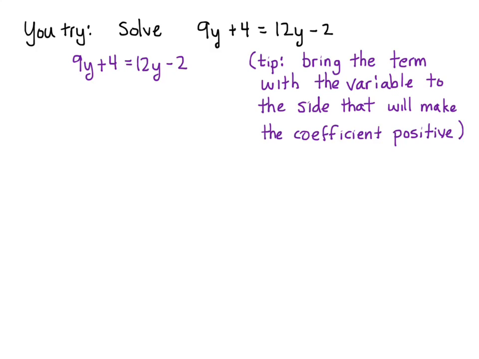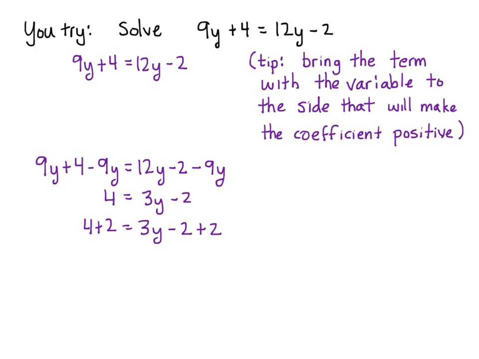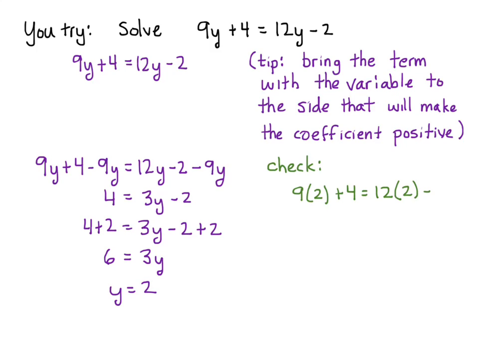All right, so then subtract the 9y, simplify it, add 2, simplify it, and then divide by 3, and you get y equals 2, exactly the same thing. Okay? Okay, so we can check these by substituting it back in.